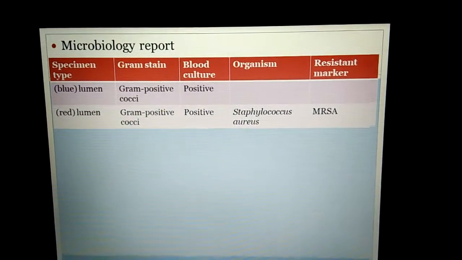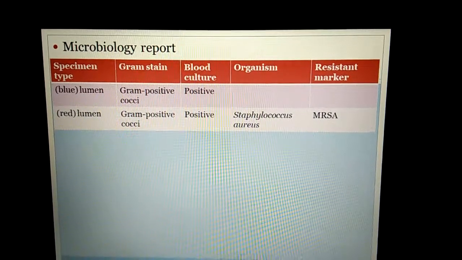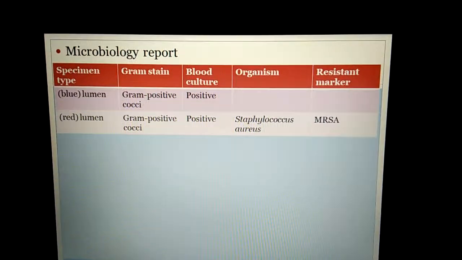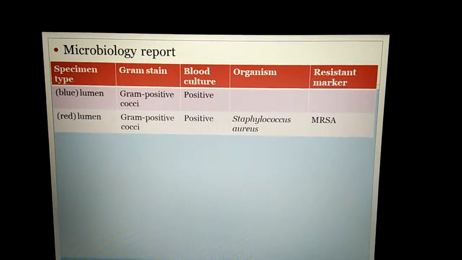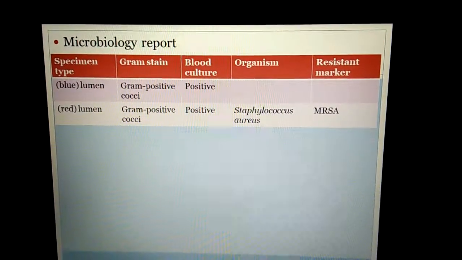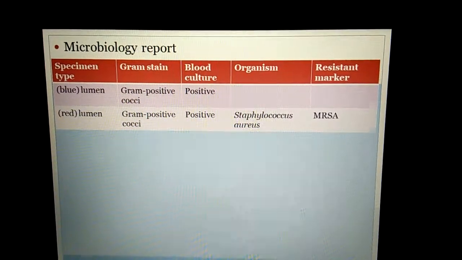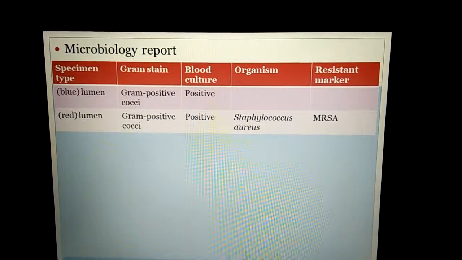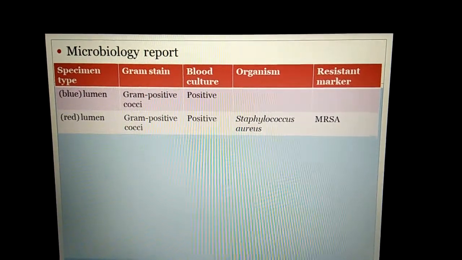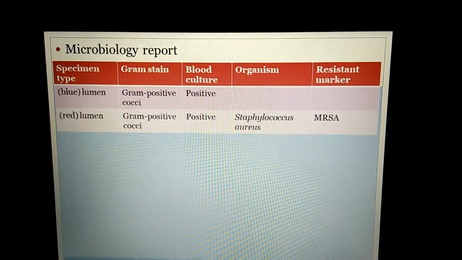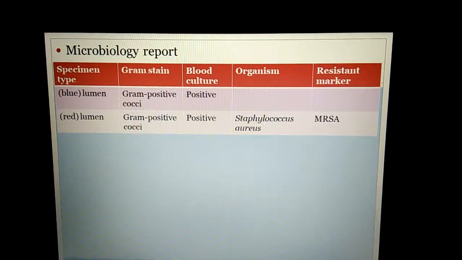For the microbiology report, first the specimen type the patient has tested is the blue lumen, and the test is gram stain. For the gram stain test, the blue lumen has been identified with the microorganism as gram-positive cocci, and blood culture test also had been done, and the result is positive.